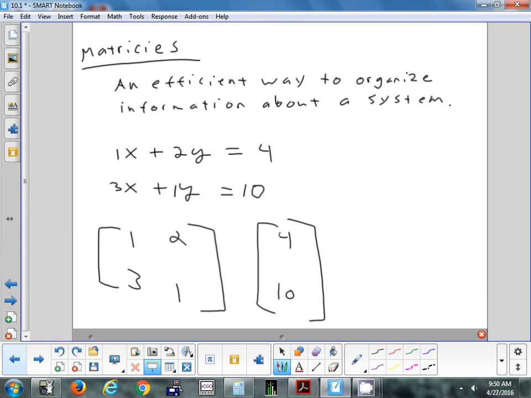Does it say 1y? 1, 2, 3, 1. No, I mean on the second one. Oh, on the second one? 1y. Yep. And all you do is put down the numbers that you see in front of the letters. And on the other side, it's just numbers anyway. Right? It's less writing. But we'll talk about how to solve a system with a matrix tomorrow.